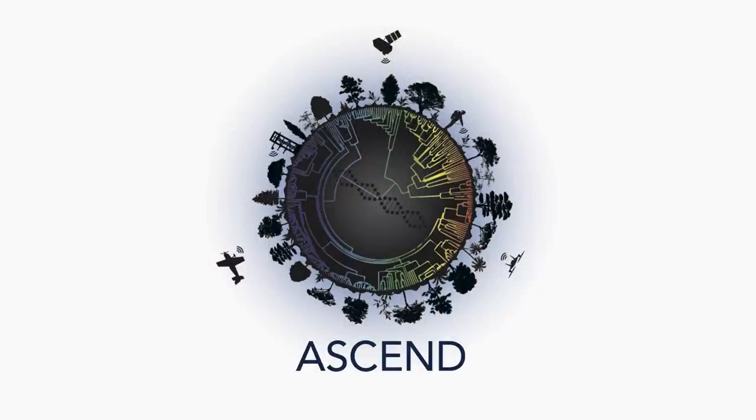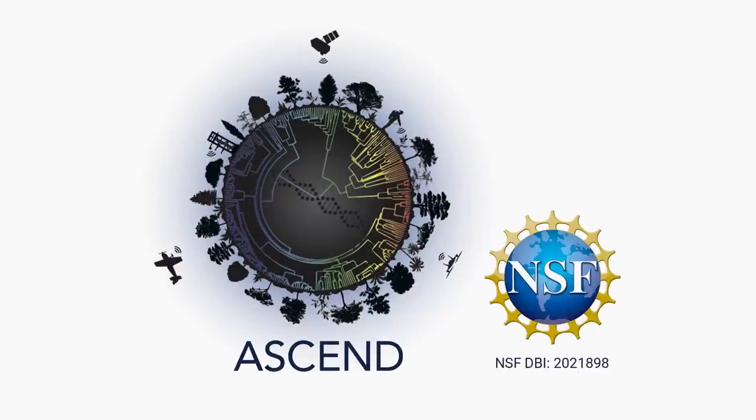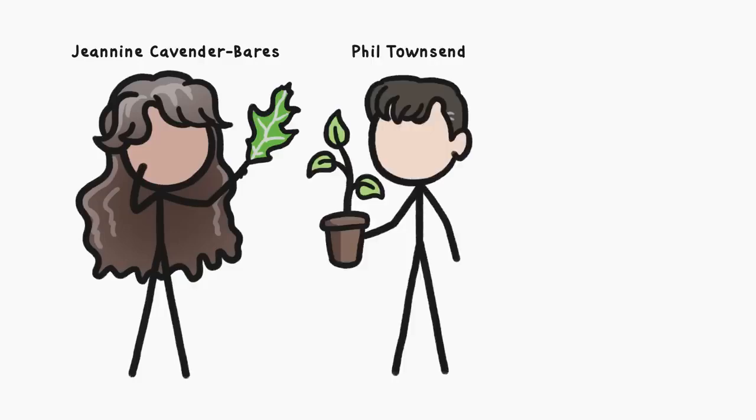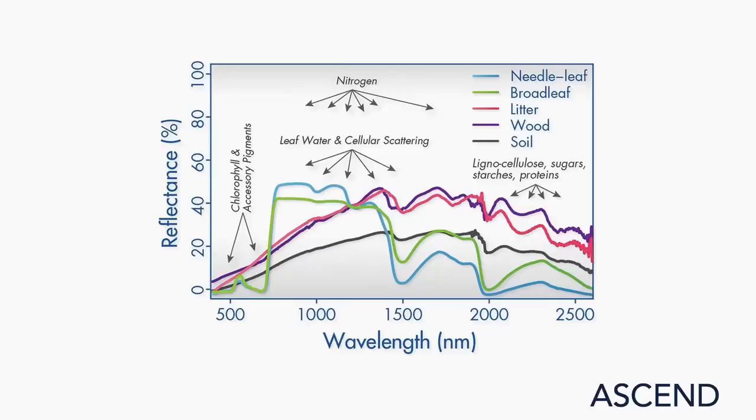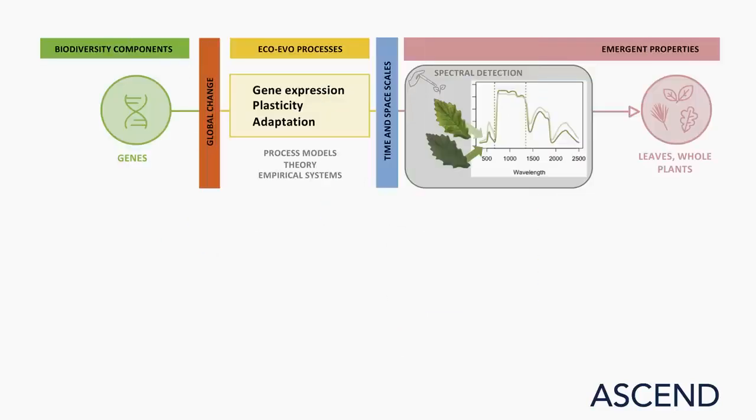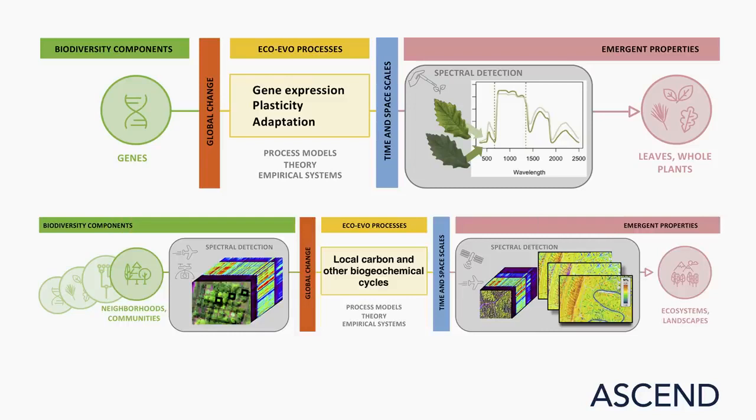One group working hard to use spectral fingerprints to study and conserve biodiversity is the ASCEND project, a National Science Foundation-funded biological integration institute led by Janine Cavender-Bares, Phil Townsend, and Peter Reich. The ASCEND team is using spectroscopy in all sorts of ways, from finding and mapping sick trees to prevent the spread of disease, to tracking biodiversity over time to see if efforts and policies are making a difference.